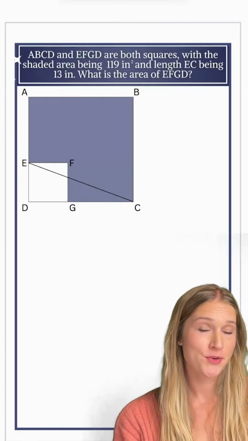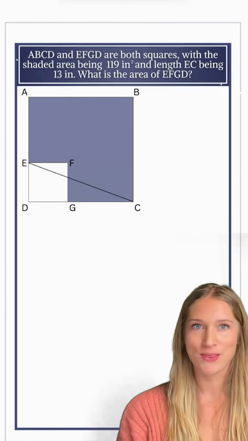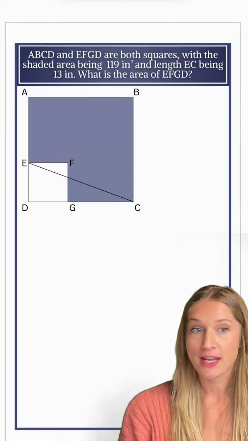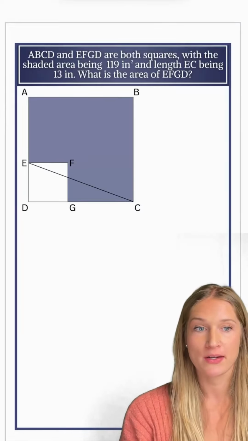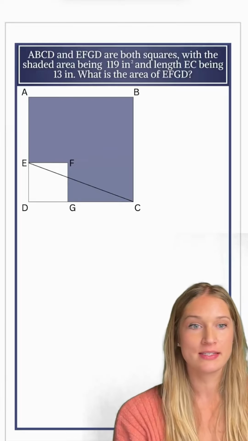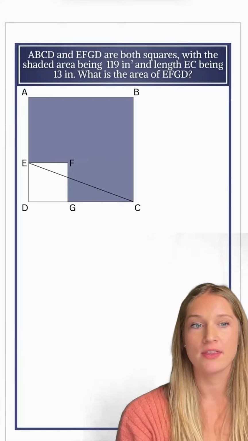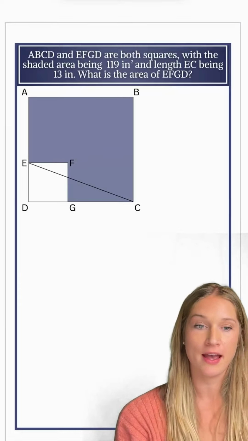If you want to try this one on your own, go ahead and pause the video, but I'm going to go through it in 3, 2, 1. So we're told that our shaded area is 119 square inches and the length of EC is 13 inches. We're trying to find the area of the small square EFGD.